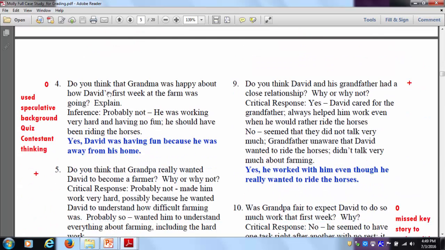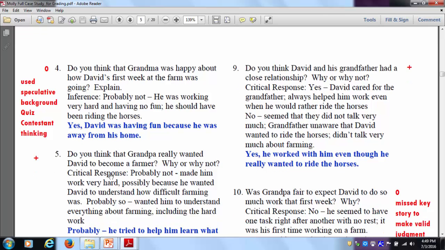Let's look here. Do you think Grandma was happy about how David's first week at the farm was going? This student uses pure speculation here. David's having fun. He was away from home. There's so much in that story about Grandma and her reaction that would enable you to make a good inference. He doesn't. She doesn't. Molly doesn't. What we have here, by the way, is quiz contestant thinking.